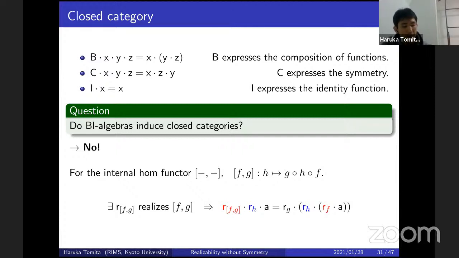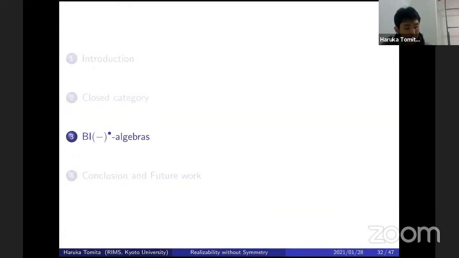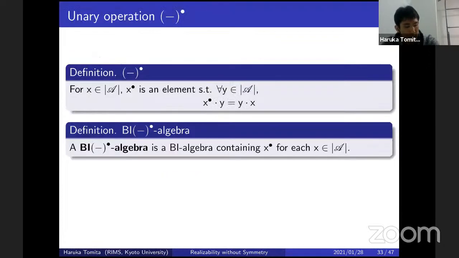So in order to obtain non-symmetric closed categories, we need some weaker swapping operation than C. To solve this problem, we will introduce the following bullet operation. The bullet is a unary operation in an applicative structure such that x bullet y is equal to yx. We call a BI bullet algebra a BI algebra containing x bullet for each x.